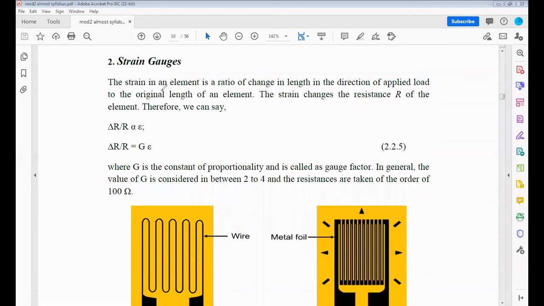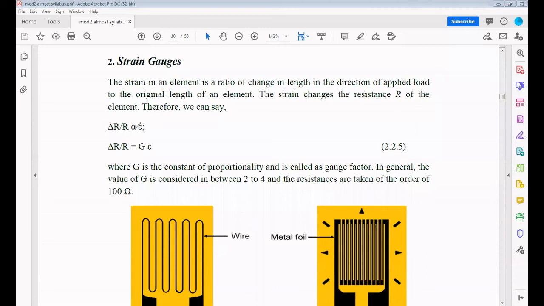The strain in an element is the ratio of change in the length. Basically, in most cases we can change the length, and sometimes we can also change the cross-sectional area. If the length changes, the resistance will automatically change. We already know the resistance R is equal to rho L by A. So when the length changes, the resistance changes. Applied to the original length of the element, the strain changes the resistance R of the element.